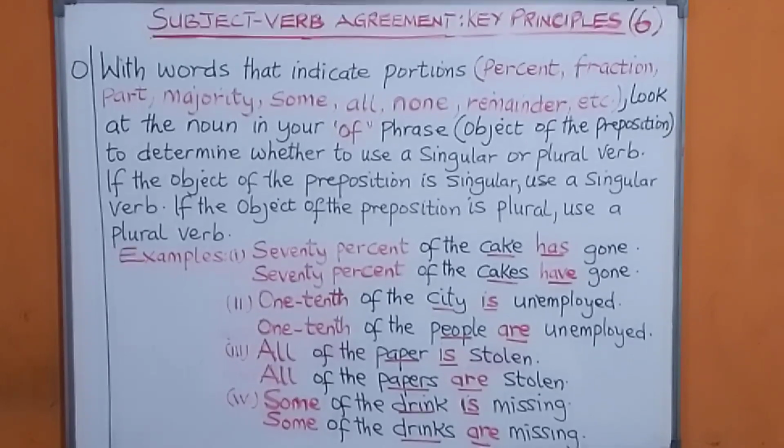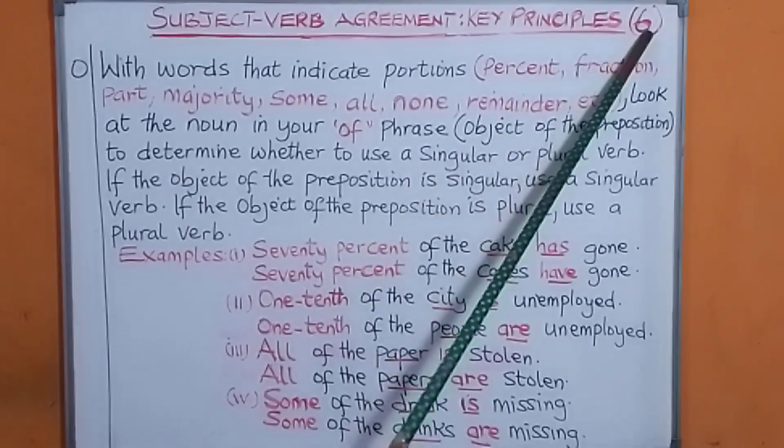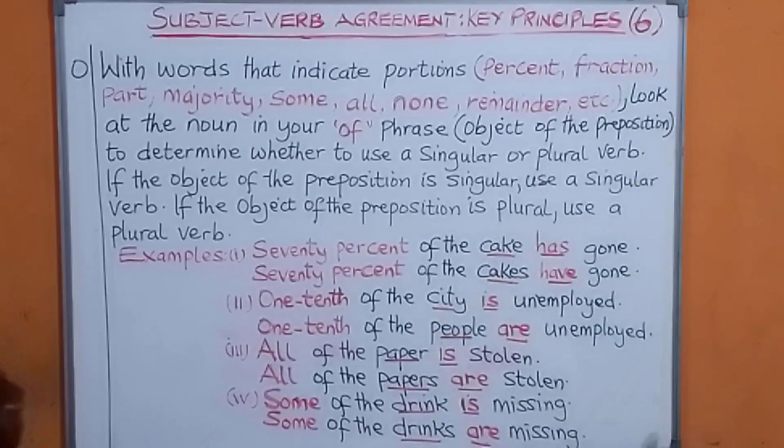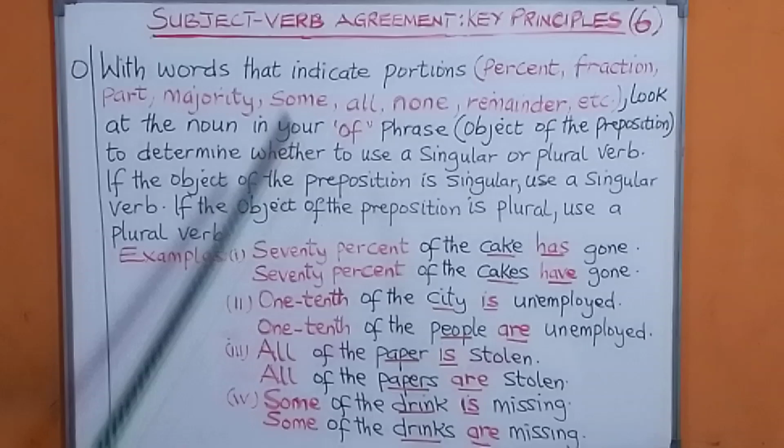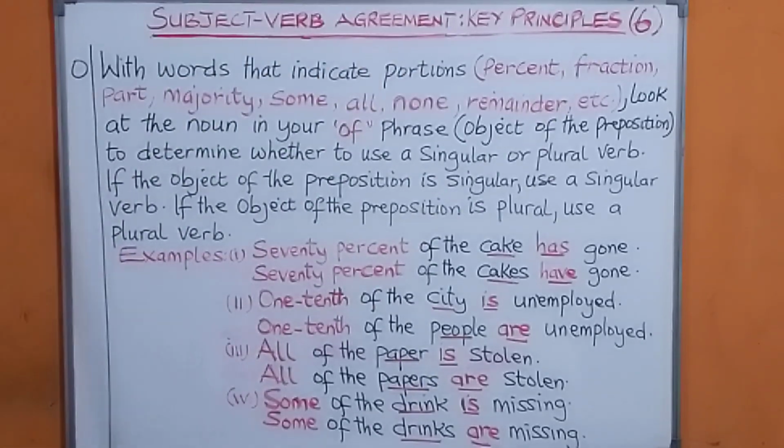Our last series on subject-verb agreement. This is our last series, that is lesson 6. That is the last series on subject-verb agreement, key principles. We are taking the last slot. Now, we look at principle O.